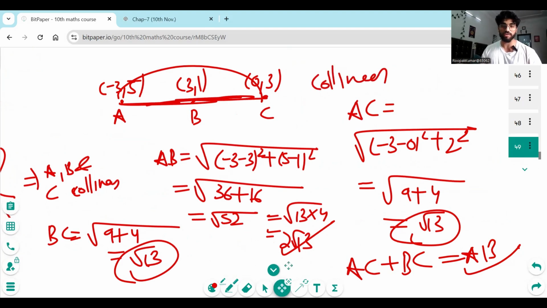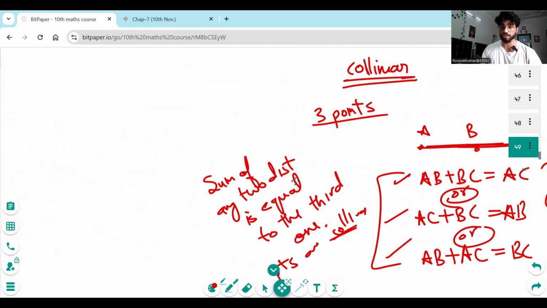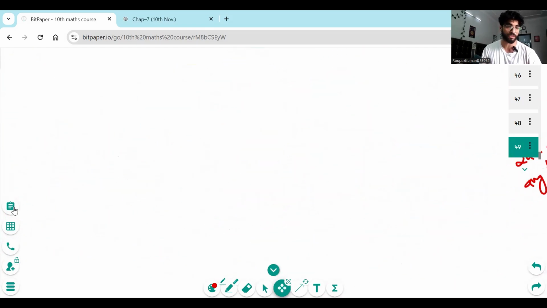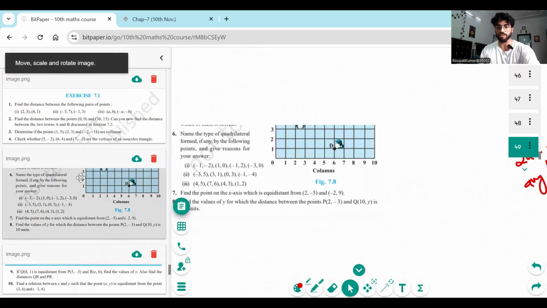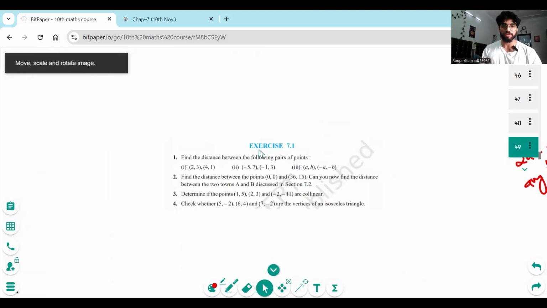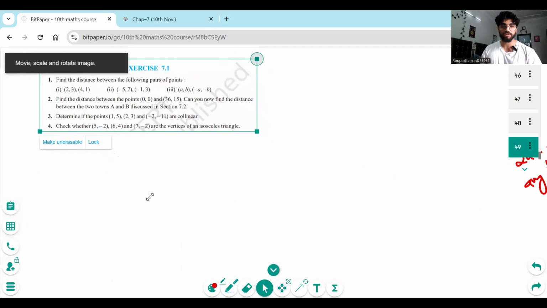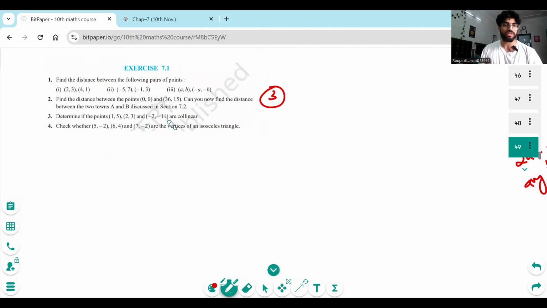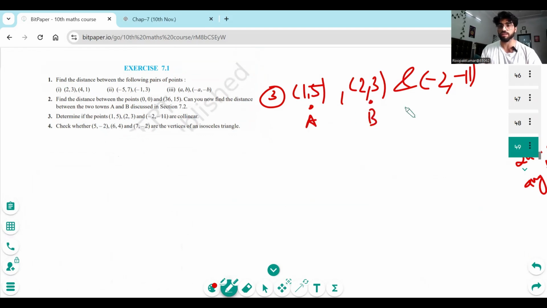Let's go for the NCERT question then. So this is the stuff for collinearity, or any two distances. We are going to do question number 3. You have to check whether these points are collinear. So if you want to check whether these points are collinear, let's say this is A, this is B, and this is C. So we are going to take AB first.